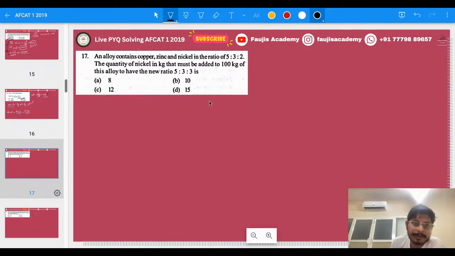This is a very easy one. An alloy contains copper, zinc, nickel in the ratio 5 is to 3 is to 2. The quantity of nickel in kg that must be added to 100 kg of this alloy to have the new ratio 5 is to 3 is to 3. How will you guys go ahead? Tell me.